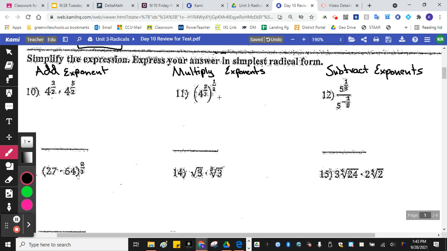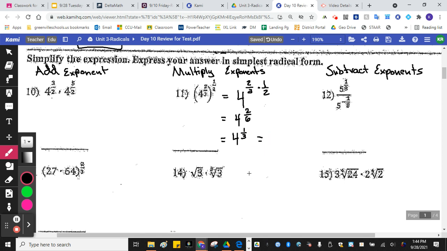So on 11, I'm going to multiply my exponents. So 4 to the 2/3 times 1/2. Oh, that's this. With fractions, you multiply across the top, across the bottom. Common denominators when you add and subtract. Or just put in the calculator. And then reduce it. 2 over 6 is 1 over 3.